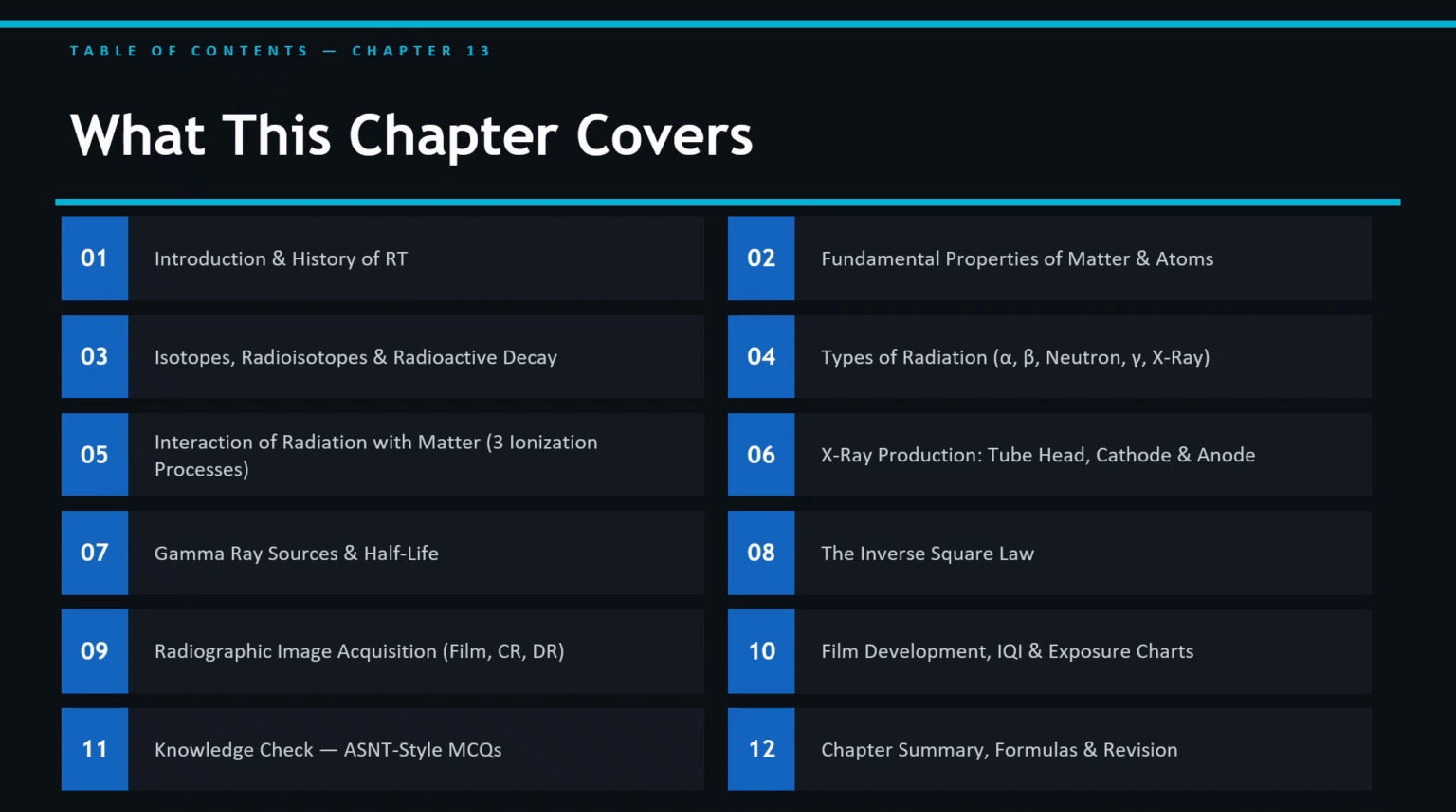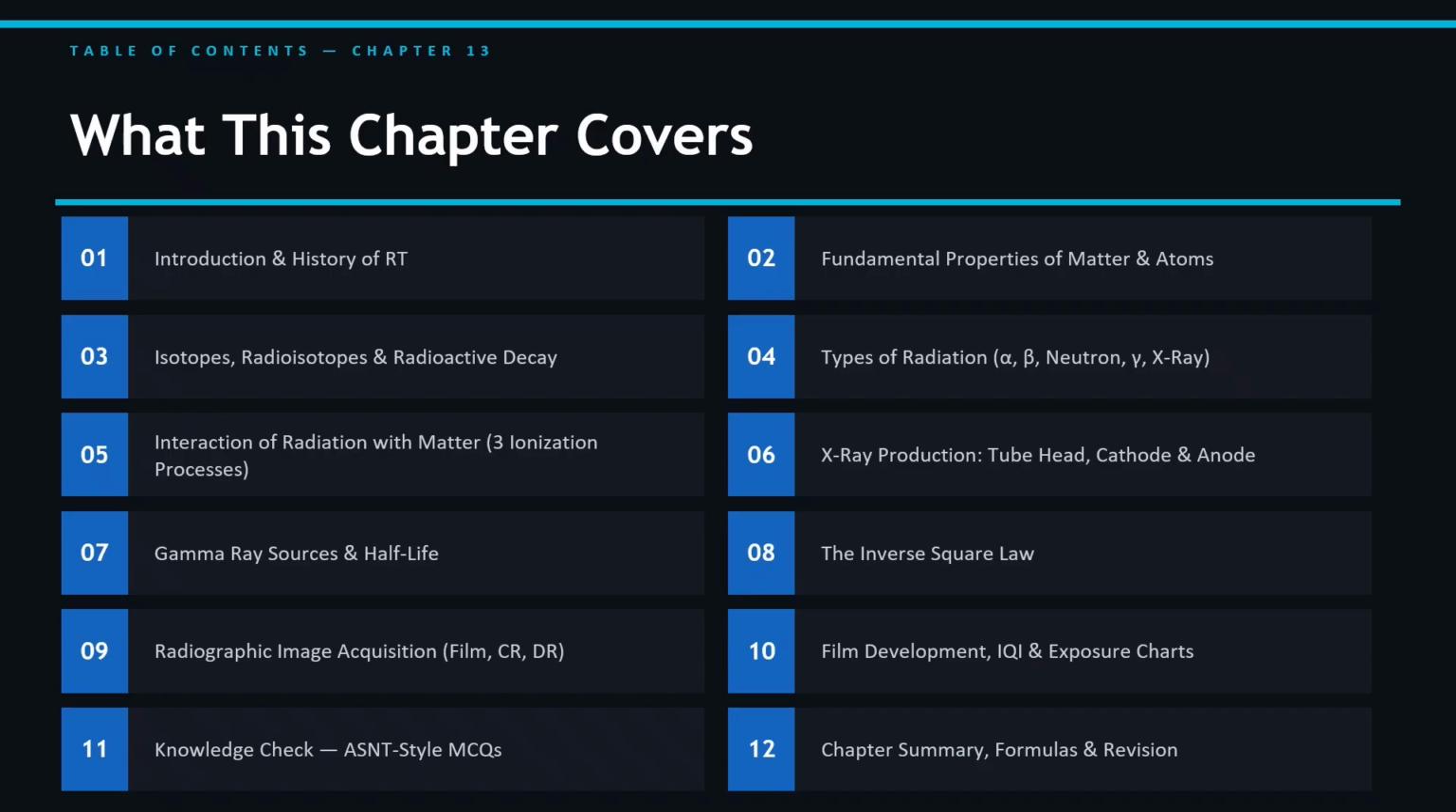The chapter then moves into practical radiography, X-ray tube construction, gamma-ray sources, the inverse square law, and the actual radiographic exposure process. After that, we examine the image itself, film, computed radiography, and digital radiography, followed by film processing, exposure charts, and image quality indicators. Finally, the chapter changes from teaching mode to examination mode. The mock questions are particularly useful because they identify the kinds of distinctions that are commonly tested.